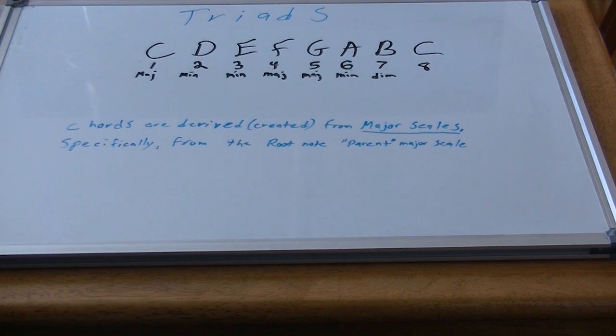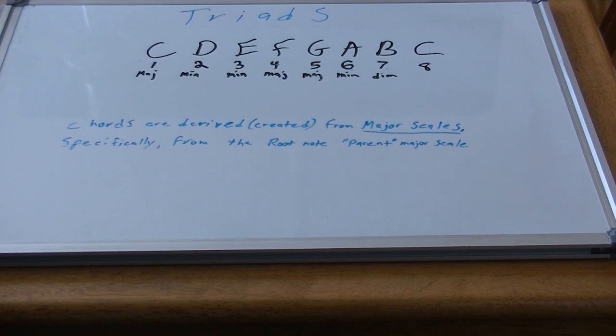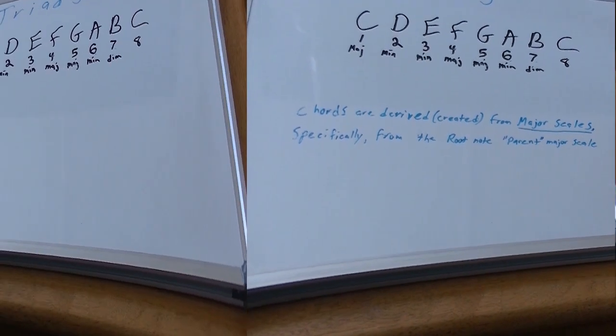That may not make much sense to you right now, but of course that's what we're going to try to get into. However, we need to understand this basic premise that chords are derived from major scales, and specifically from the parent major scale, as I like to call it, of the root note.